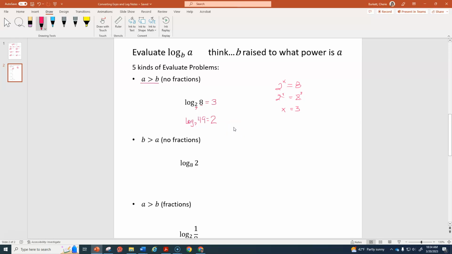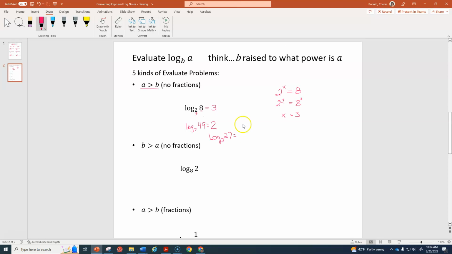Okay, let's do another example. Let's do log base 3 of 27. So this is saying 3 raised to what power will give me 27. We know that 3 times 3 is 9, and then 9 times 3 gives me 27. So that's 3 raised to the 3rd power will give me 27. So again, mental math.